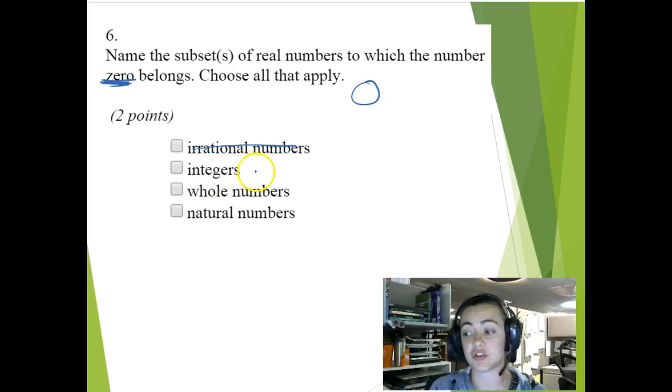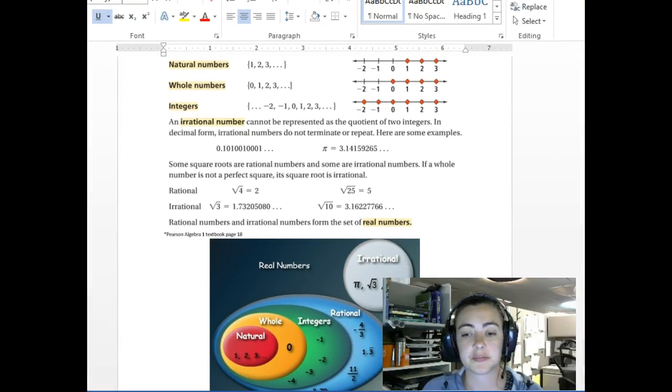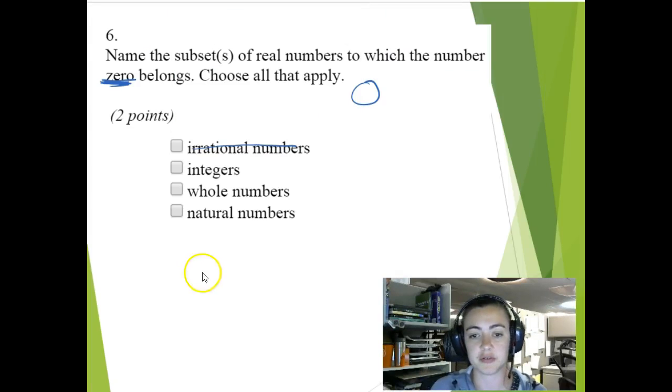Is it an integer? Remember with integers here, that is all your natural numbers, whole numbers, and negative natural numbers. So it does include 0. So that would be one of our answers here.